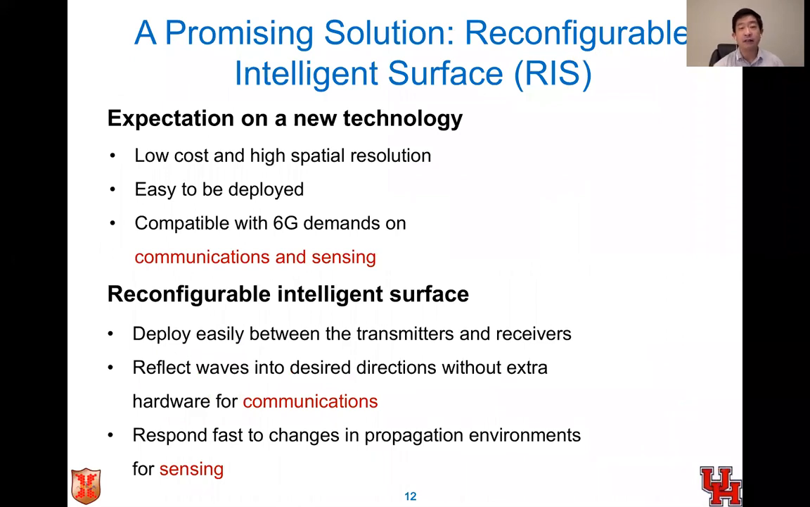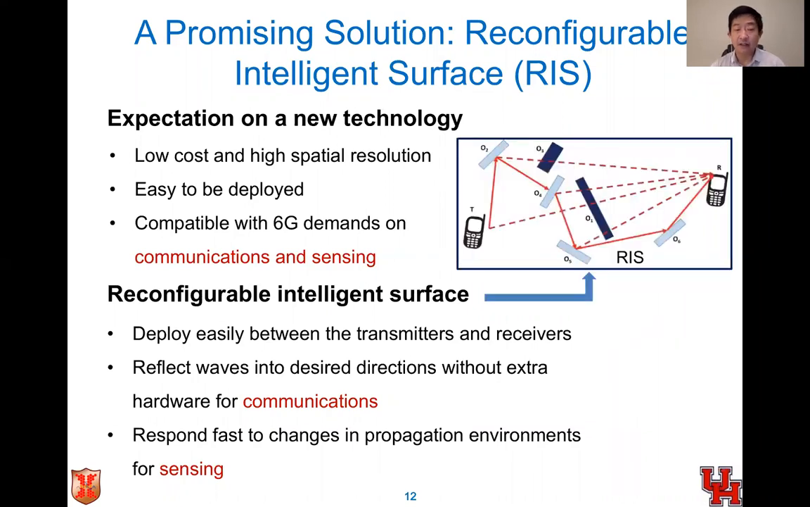And the RIS is a very promising solution, because with the new technology we want low cost, high spatial resolution, easy deployment, and compatibility with 6G demands on communication and sensing. The RIS is very easy to deploy. It's just a kind of wall. You can deploy it between the transmitter and the receiver, and it reflects the wave in the desired direction without extra hardware for communication, and it responds fast to changes in the propagation environment for sensing, so it's good.